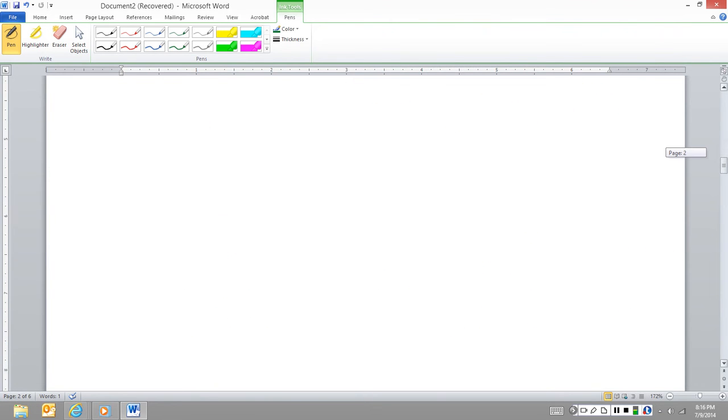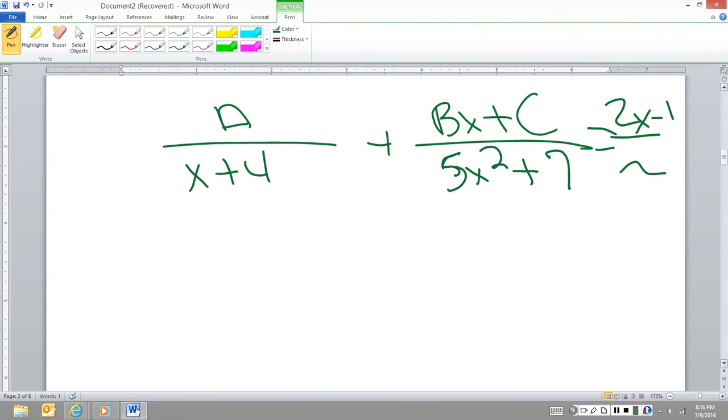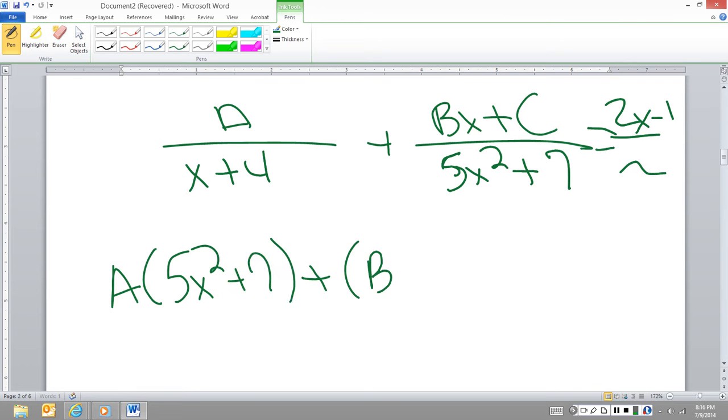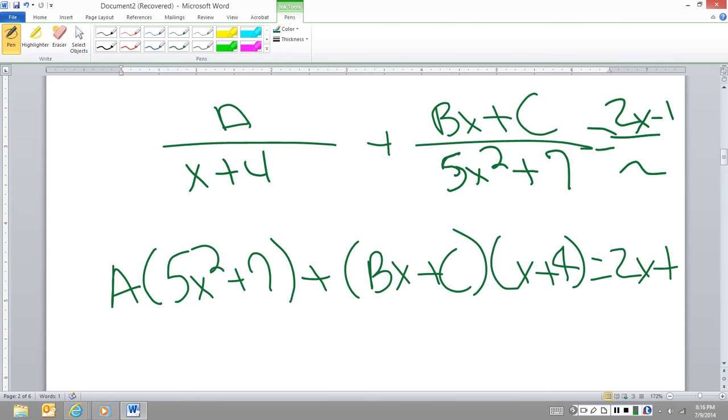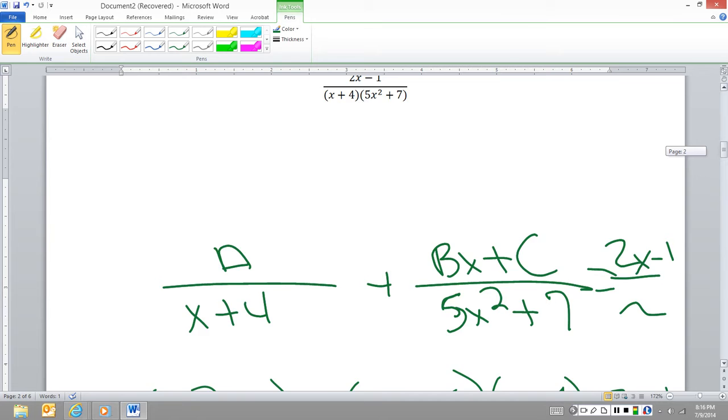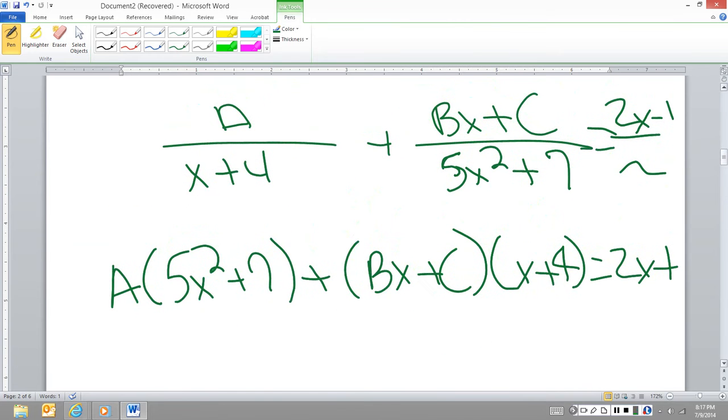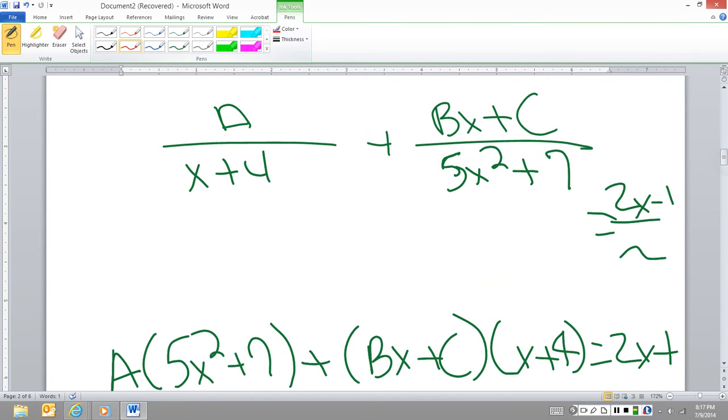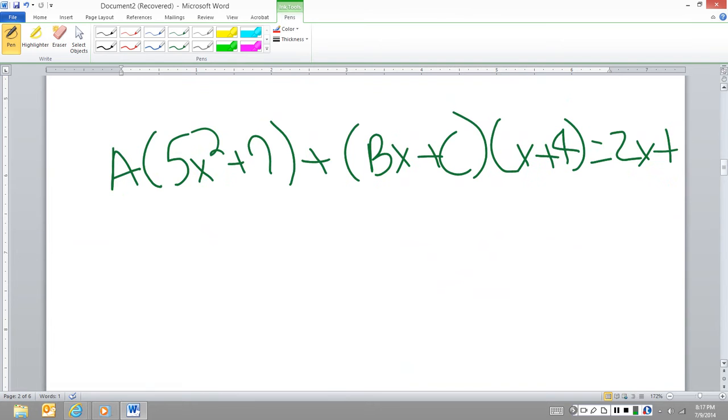And then just like before, we're going to start by multiplying by the denominator. So I'm left with A times 5x plus 7 plus this Bx plus C times x plus 4 equals 2x minus 1. Now what I am going to do, though, is completely leave this side alone for right now, and I'm just going to simplify the other side. And you're going to see why. It's a cool little trick.